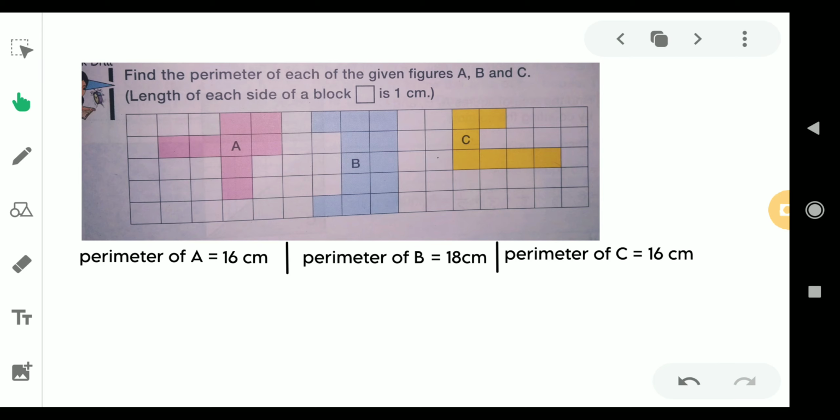Now we are required to find the perimeter of the given figures A, B and C. Let us consider figure A first. Since our target is to find the perimeter, we have to concentrate only on the boundary line of figure A. So let us count the blocks: 1, 2 centimeter, 3, 4, 5, 6, 7, 8, 9, 10, 11, 12, 13, 14, 15, 16. So the perimeter of the first figure is 16 centimeter. Similarly, let us find the perimeter of figure B.